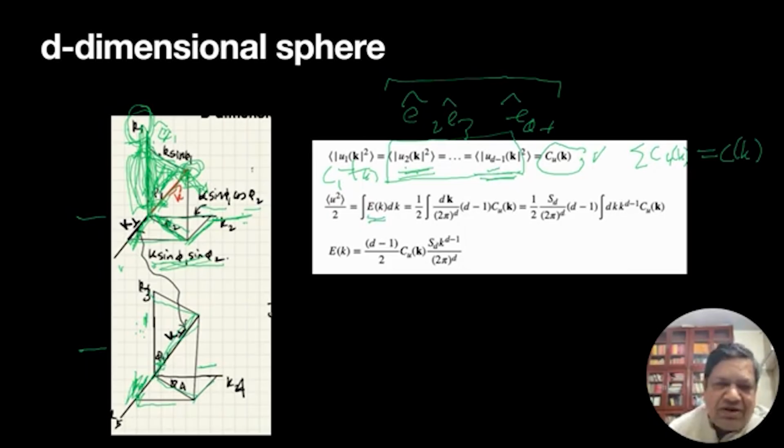And what does it mean? If I integrate, we make a shell in d-dimensional space, and if the radius of the shell is dk, then E(k) dk will be the energy contained in that shell. If I integrate over all k's, then I'll get the total kinetic energy of the volume. So this is u squared by 2, and that is equal to the integral of E(k) dk.